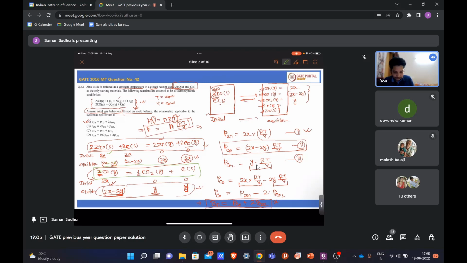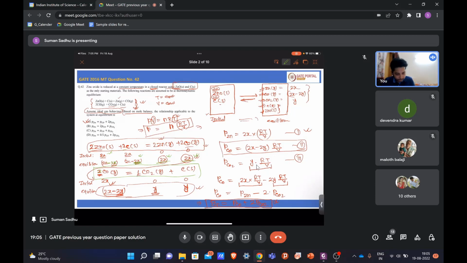Now assume that at equilibrium, from this 2A mole of ZnO, 2x mole of ZnO is dissociating, so it will react with 2x mole of carbon, and it will form 2x mole of Zn and 2x mole of CO, right? Because you can see that the ratio is 1 to 1 to 1. So if 2x mole is dissociating, 2x mole will form.